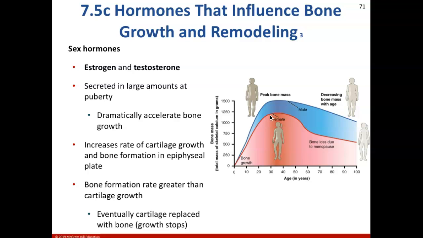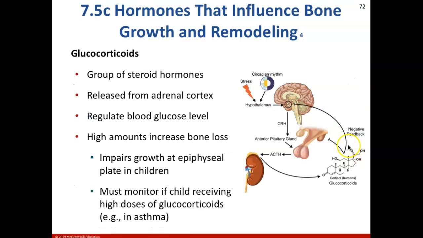But eventually cartilage will be replaced with bone, and at that point the growth is going to stop and kind of level off, and then we are going to start to see a decrease within bone mass as we age. And for women it's a bit more severe. Once they hit menopause and start to lose that estrogen, we see a steeper drop here within the curve as they age. And then we have our glucocorticoids.